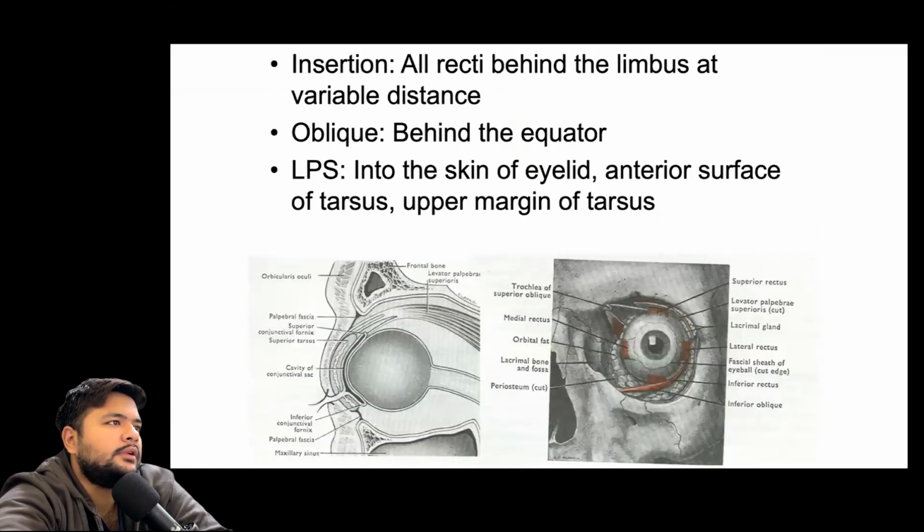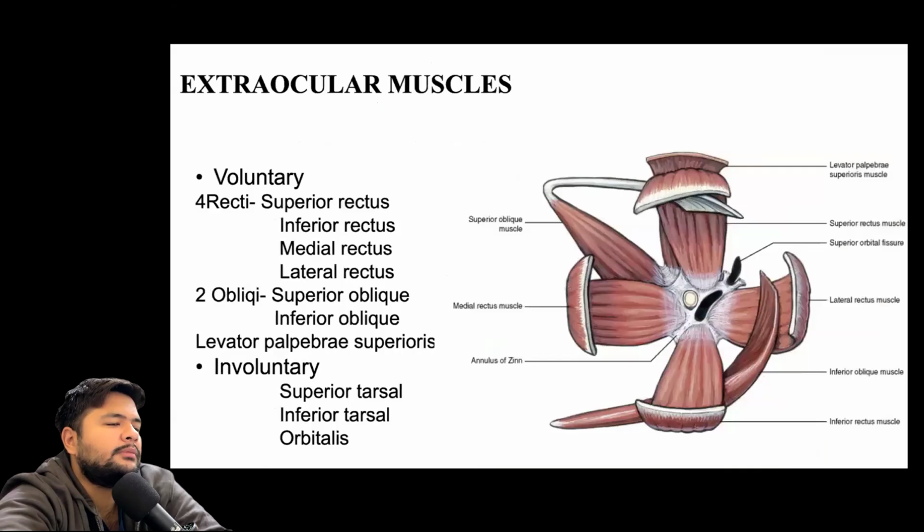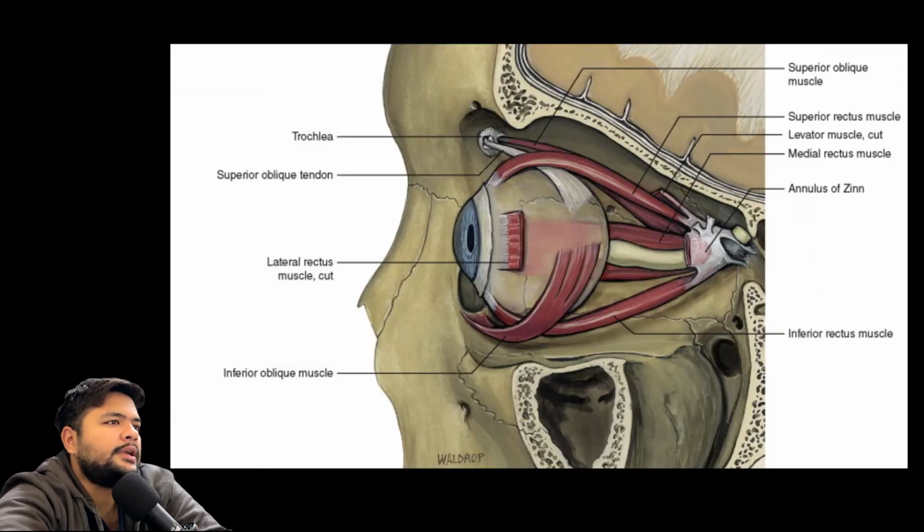Then the insertion of all the recti muscles is behind the limbus at variable distances, and the oblique muscles insert behind the equator, and the levator palpebrae superioris into the skin of the eyelid, anterior surface of the tarsus, and upper margin of the tarsus. Then this is an easy diagram which we can use. These extraocular muscles are just from a different view of this diagram. Looking from in front and removing the eyeball contents, we can get this diagram.